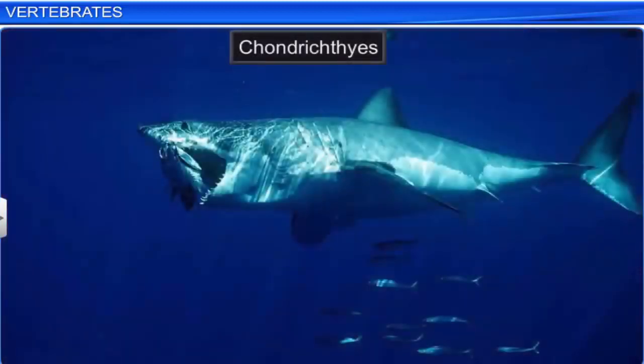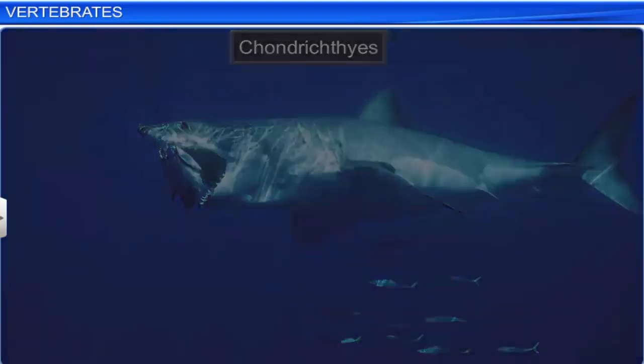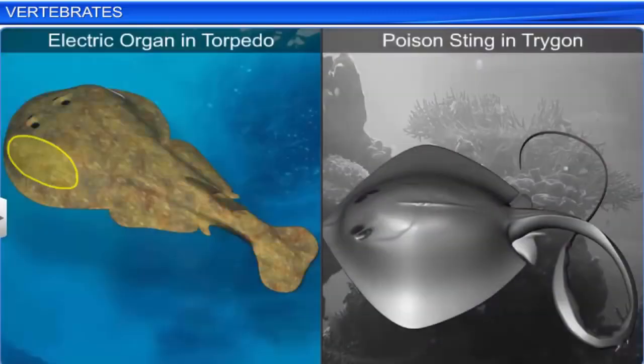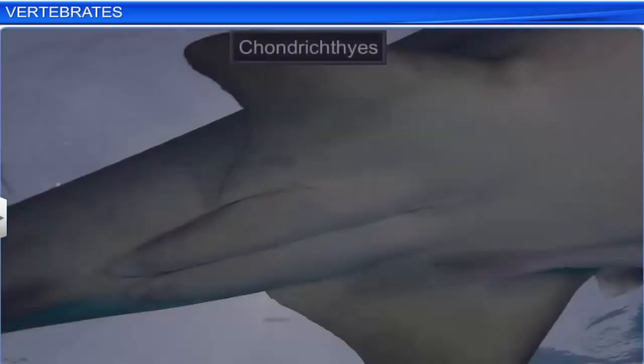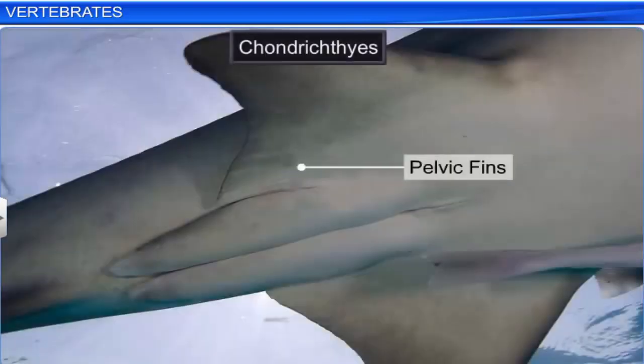They also have powerful jaws that make them good predators. Some of them also have an electric organ or a poison sting to protect themselves from predators. Chondrichthyes are dioecious, and the pelvic fins in males have claspers.